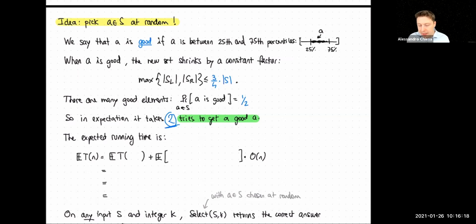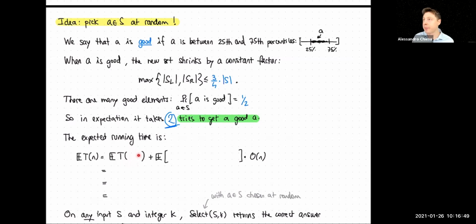So now, with this information and having specified the algorithm, having told the algorithm, please pick A at random, we're going to have a new guarantee on the running time. First and foremost, we are not going to compute the running time itself because the running time is going to be a random variable. Instead, we're going to compute the expected running time.